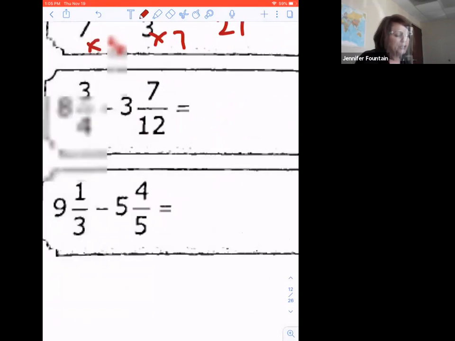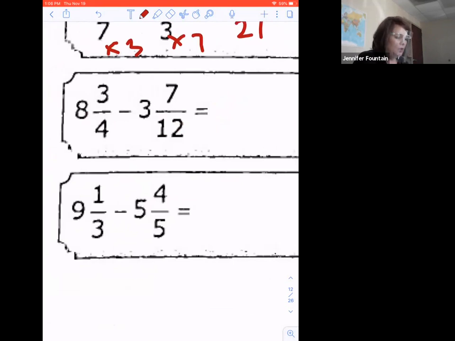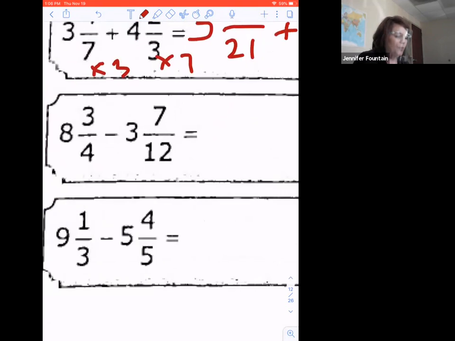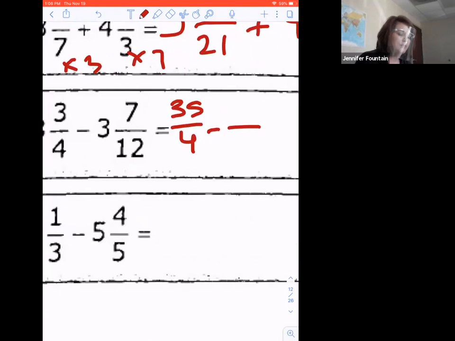All right, for subtraction, again, I can go ahead and use the method that we did earlier where I change them to improper fractions. So we'll do that first. 8 times 4 is 32. 32 plus 3 is 35 over 4, minus 12 times 3 is 36. 36 plus 7 is 41 over 12.